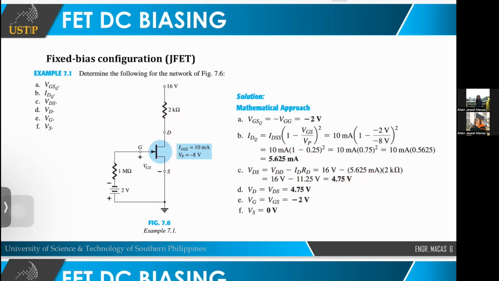Your VD is also equal to VDS, because we have no component here. So, this is just equal to reading your VD. Okay, so 4.75 also. VG is from gate to ground, so that is just equal to your VGS of negative 2. And then again, your VS is 0. Okay, there is no component, it goes directly to ground. Okay, that's very easy class. So this is the fixed bias configuration.